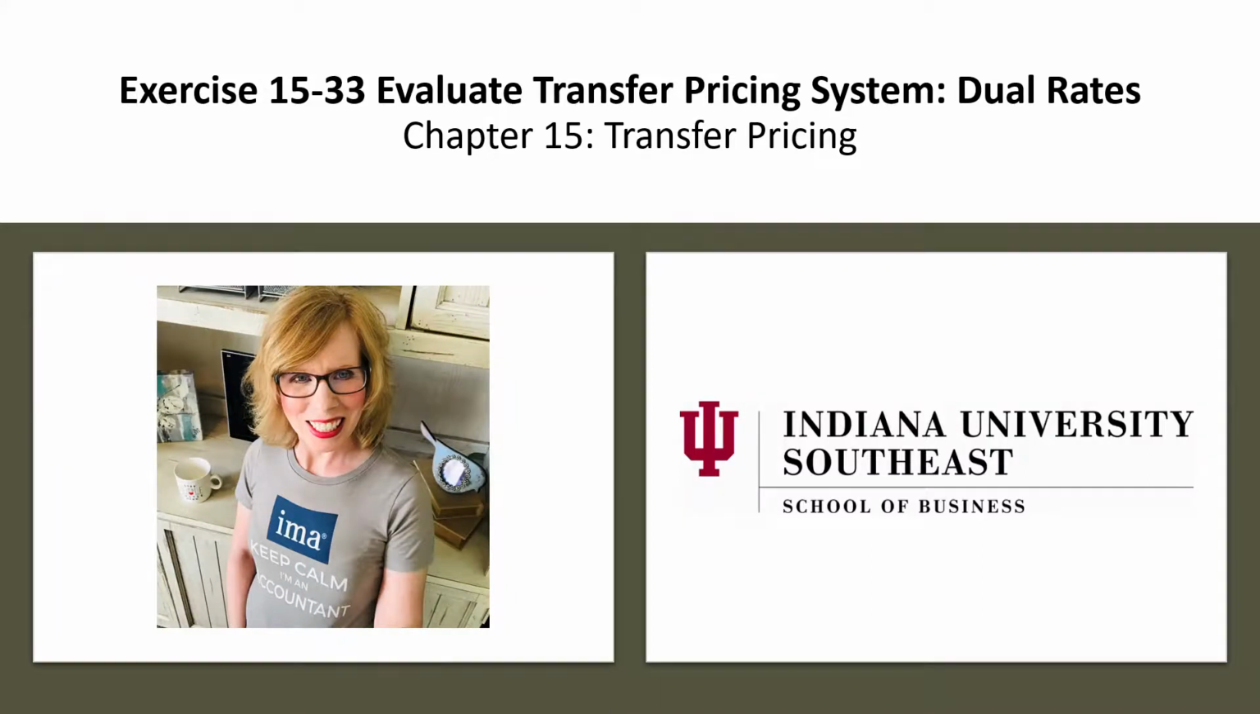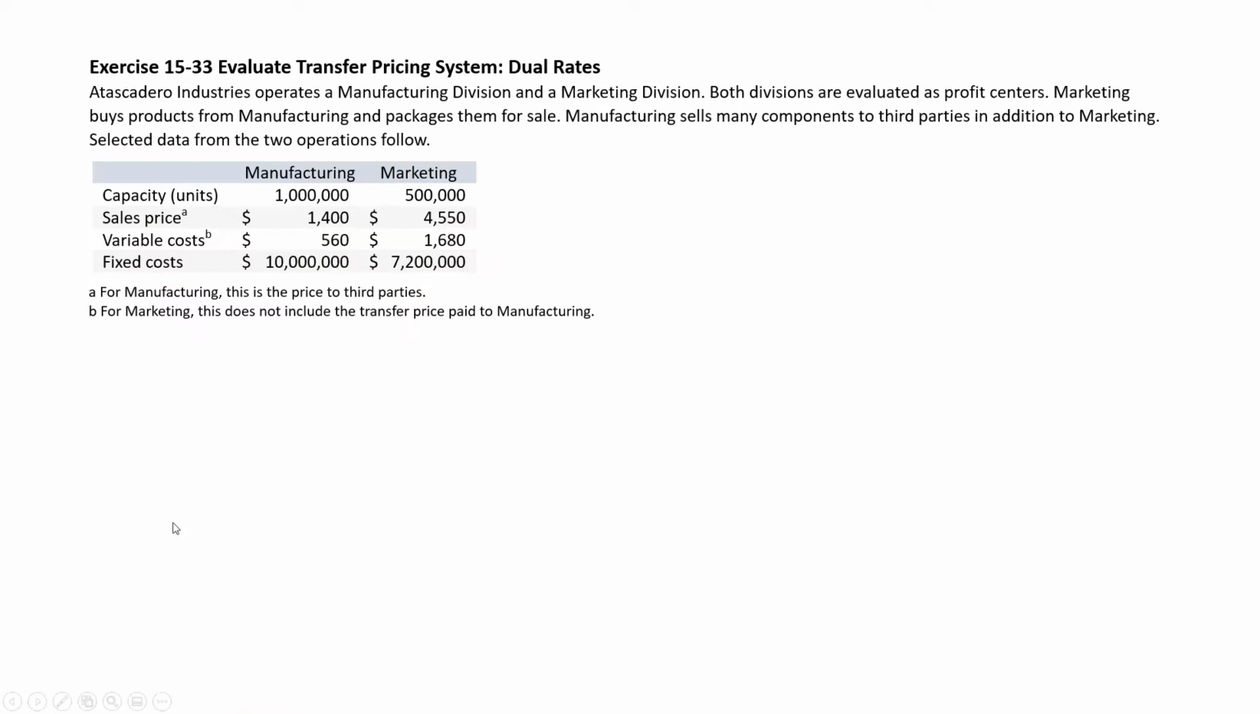In this video, I'm going to demonstrate evaluating transfer pricing systems using exercise 1533 as an example. So we have a company here that has a manufacturing division and a marketing division, and they're both evaluated as profit centers. Marketing does buy products from manufacturing and then they repackage them for sale. Manufacturing, though, also sells some of those same components to third parties in addition to marketing, so it has other opportunities.